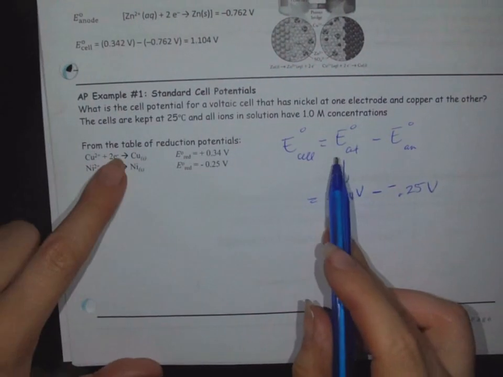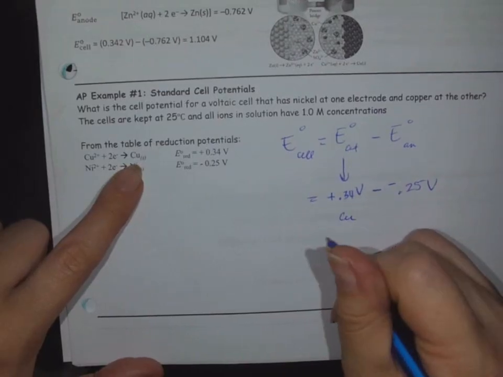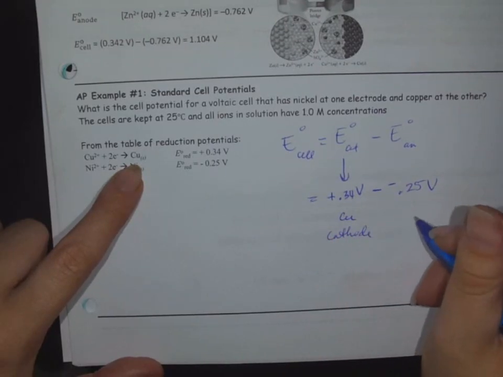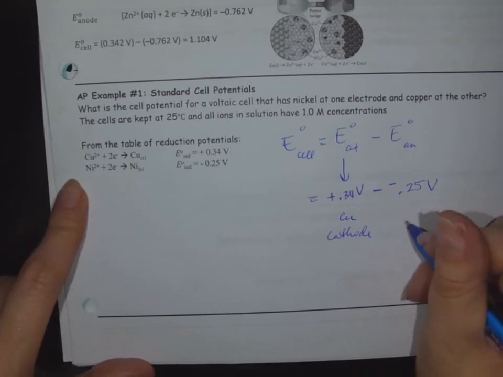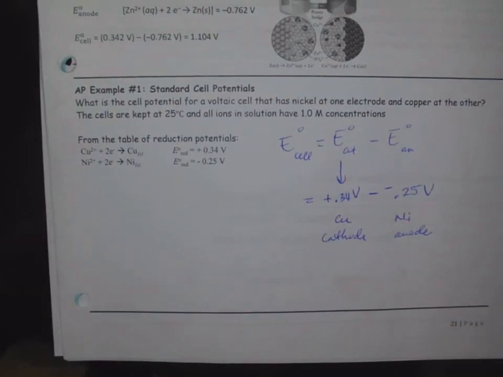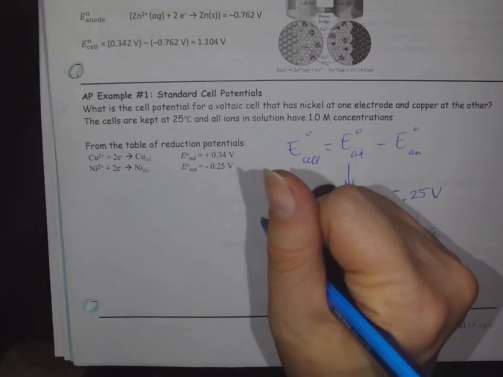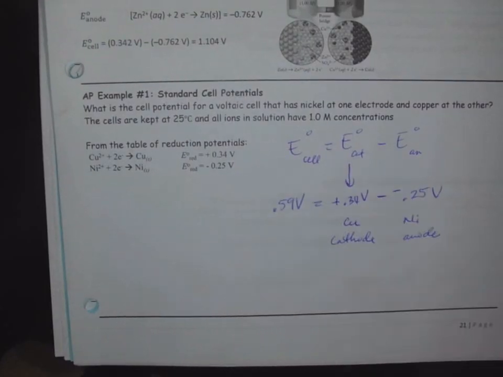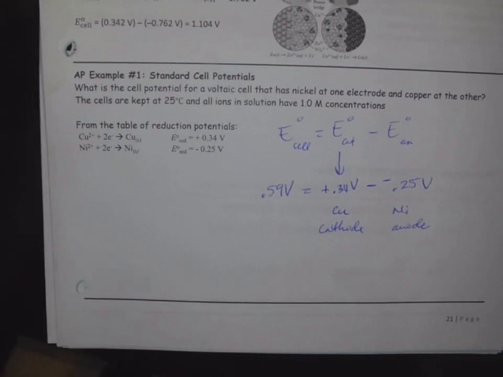So if we make copper the cathode and we set it up where nickel is the anode, then we're going to get a battery that has a voltage of 0.59 volts. And it really is that simple, folks. You just take the most positive number and you subtract it from the most negative number. And that's what will tell us which one's the cathode and which one's the anode.